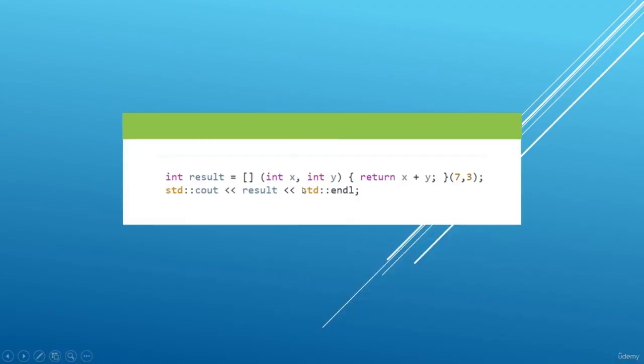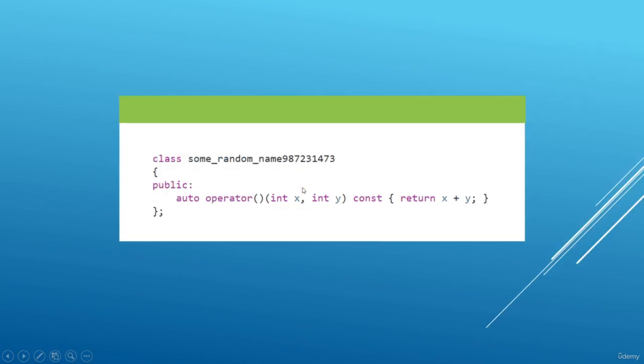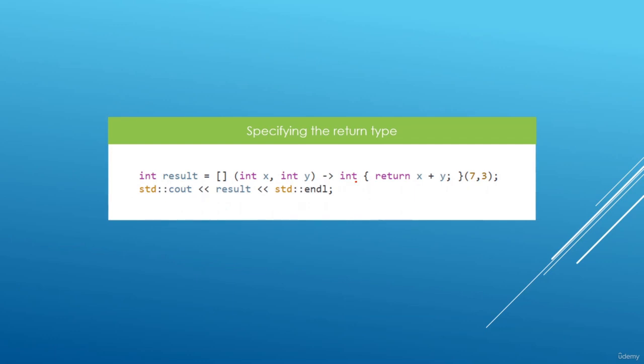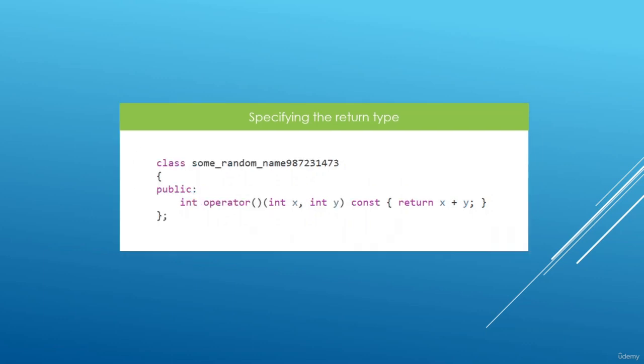Okay, so the lambda function here is going to be modeled behind the scenes by using a functor like this. It is also possible to specify a return type to our lambda function by using a trailing return type here. And if we set up something like this, the compiler is going to generate a functor which is going to explicitly return int from our function call operator. So this is what we're going to have.